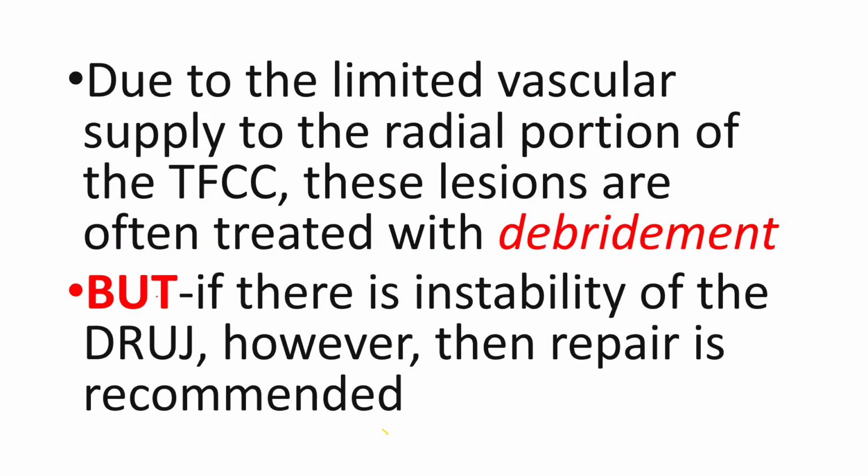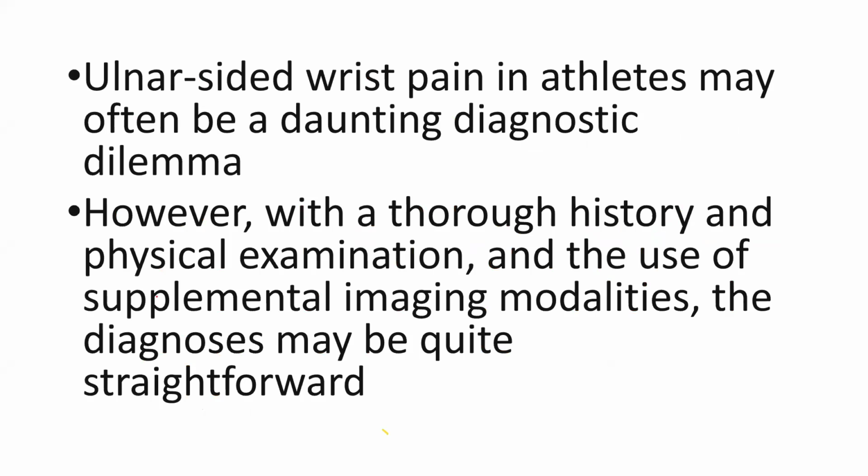So, what about the radial-sided tears, as a final aspect on triangular fibrocartilage injuries? And this is due to a limited vascular supply to the radial portion of the triangular fibrocartilage. These lesions are often treated with debridement, but if there is instability of the distal radio-ulnar joint, however, then repair is recommended. In conclusion, ulnar-sided wrist pain in athletes may often be a daunting diagnostic dilemma.